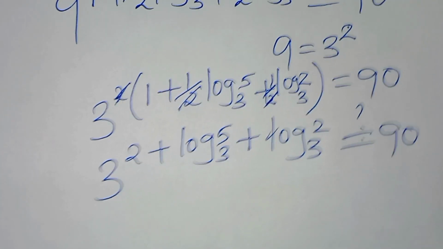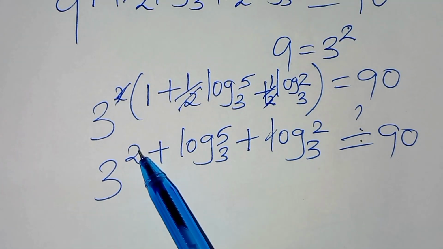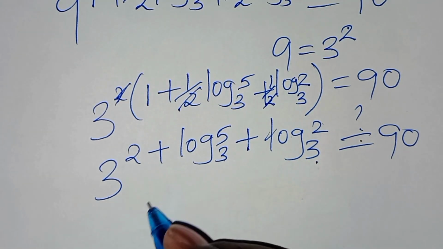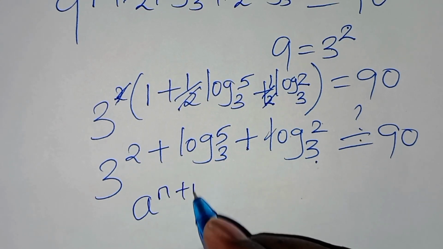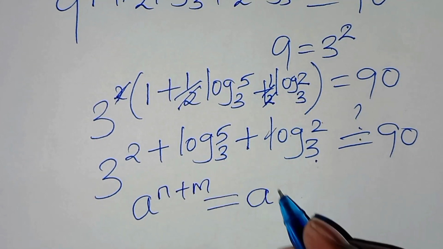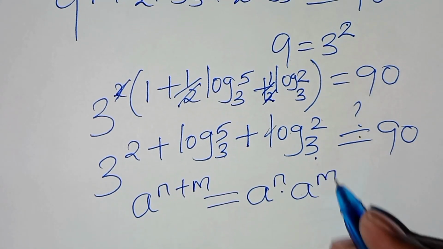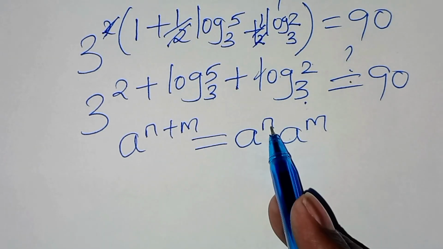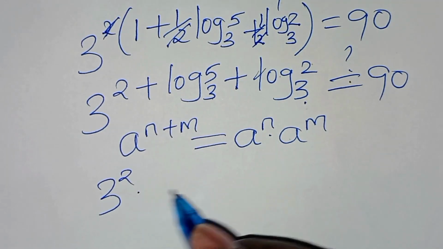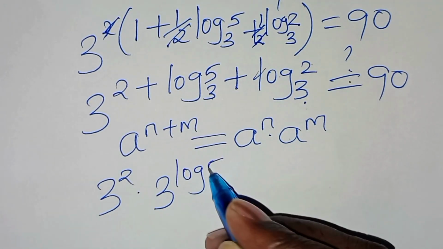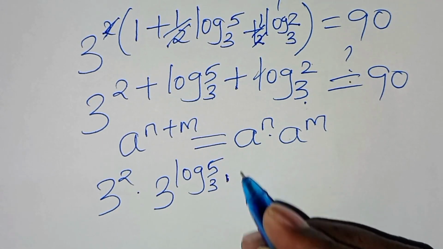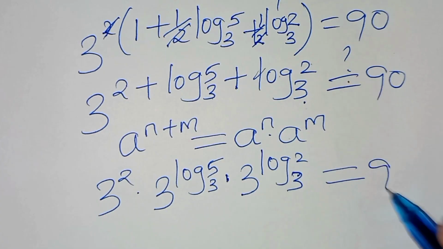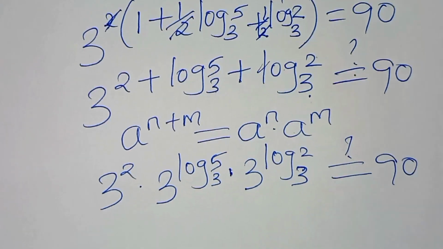The next step from here, we have that 3 to power 2 plus log 5 to base 3 plus log 2 to base 3 is in the form of a to power n plus m, and this we can express as a to power n multiplied by a to power m. So applying this exponent property, then we'll have 3 to power 2 times 3 to power log 5 to base 3 multiplied by 3 raised to power log 2 to base 3. This should give us a value of 90. So let's proceed from here.